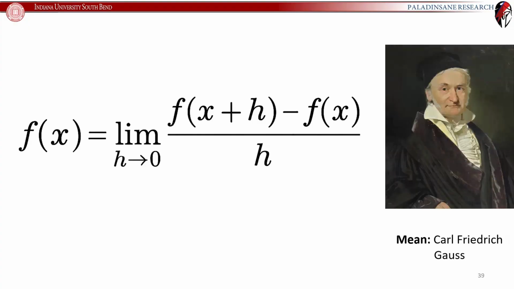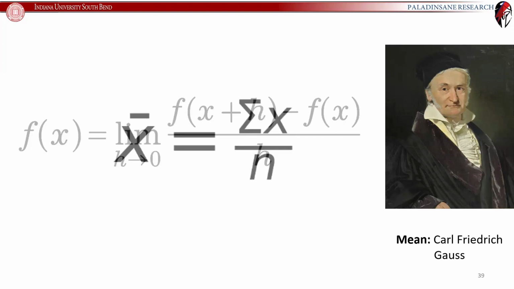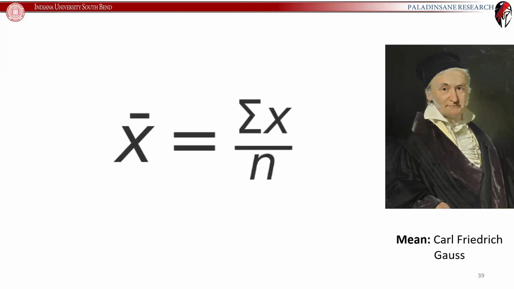So Carl Friedrich Gauss was the one that eventually standardized what the mean is. The mean does not look like that. The average of numbers does not look like that. It looks like this. And that top part, that's adding things together. And that bottom part, that's dividing.